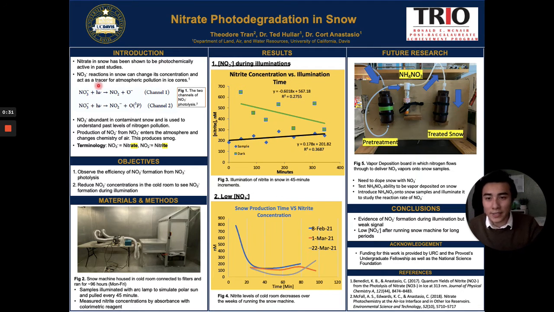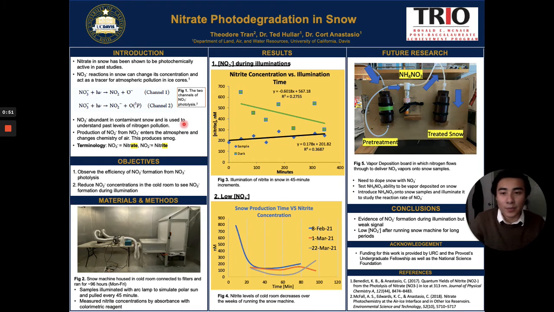In figure 1, nitrate undergoes photolysis through two channels. It can create nitrogen dioxide or nitrite. The reason we study nitrate in the snow is because nitrate can be found abundantly in real-life snow, and it's used to understand past levels of nitrogen pollution.